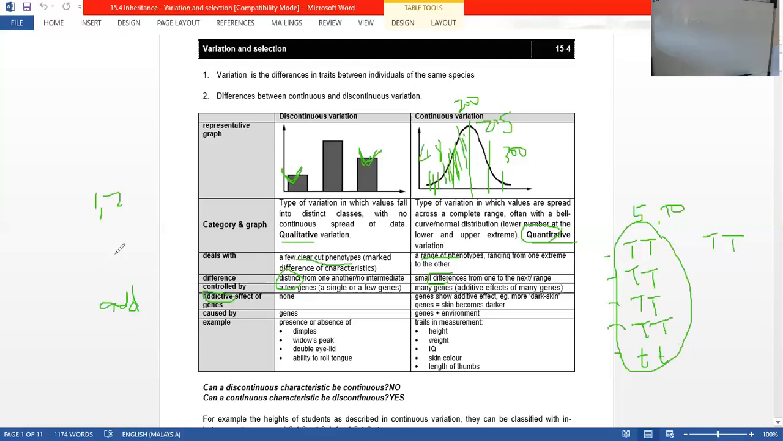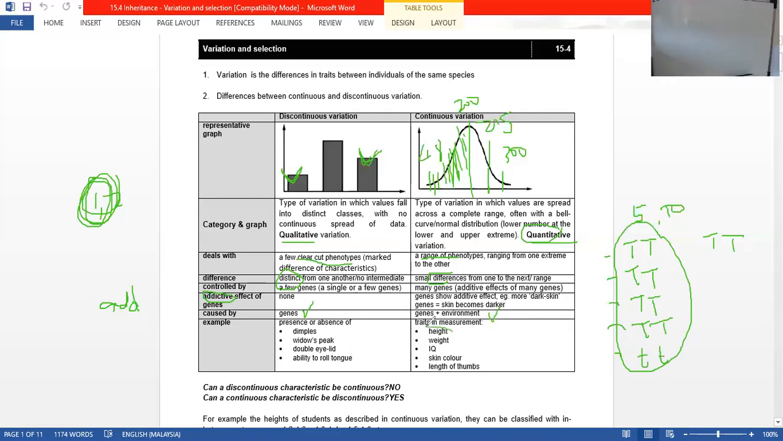While this one, there's only one gene or two genes. So there is no additive effect. They don't add on because it is only controlled by one. How are you going to add on? You don't need to add on because you only have one gene that controls it. So this one is caused by gene only. This one is caused by gene and environment. What do you mean by that?